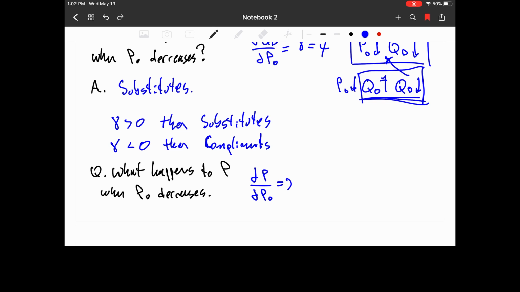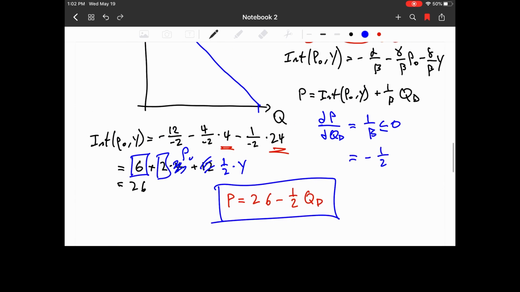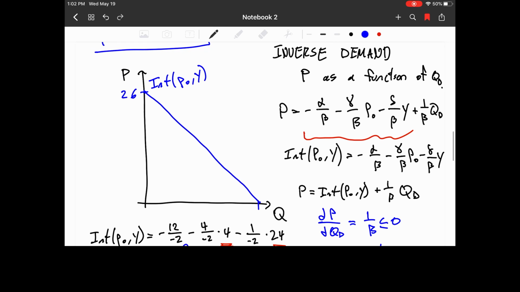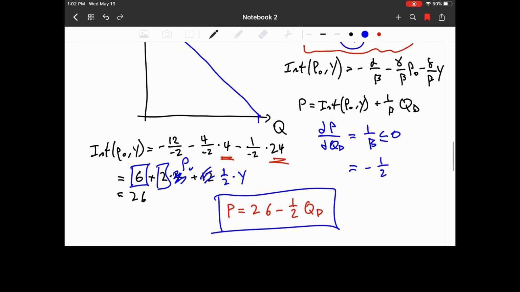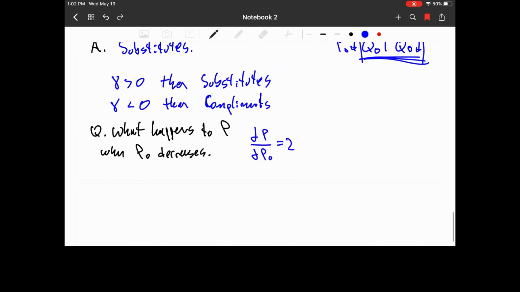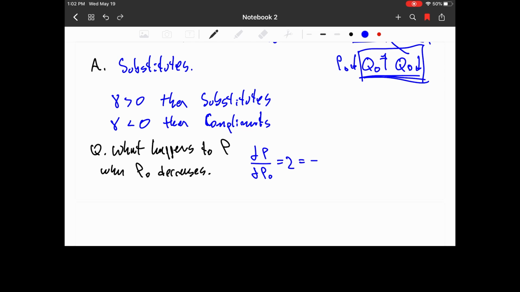So this is 2. And if we wanted to look at parameters, we could go all the way back up and identify this value here, which is negative gamma over beta. Okay. And in this case, because beta is negative, this is going to be positive.